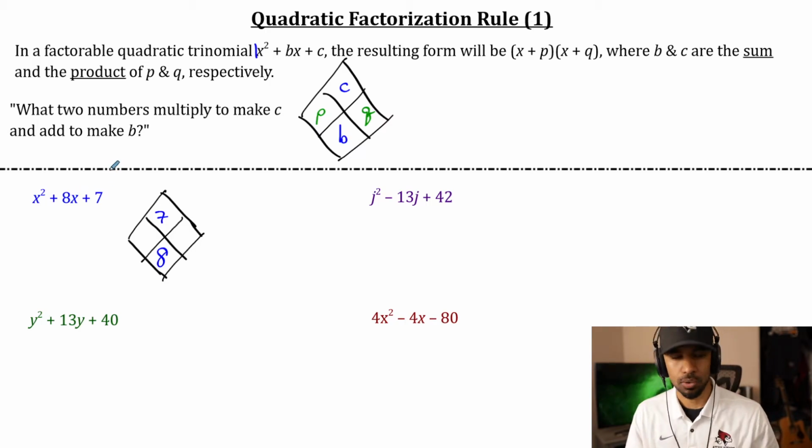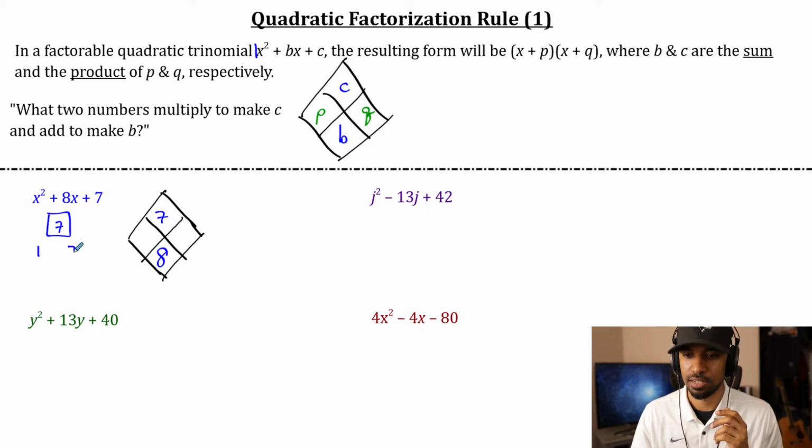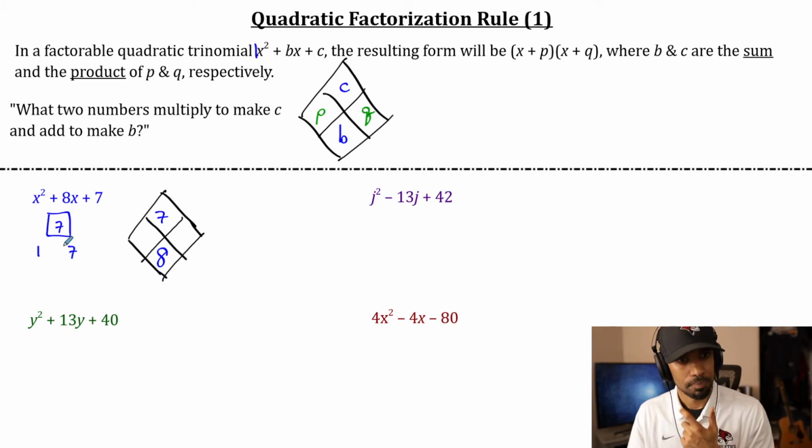Here's what I'm going to do, and if you already know the answer, great, but this is what I'm going to do in general for most of these things. I'm going to look at my product of 7 and list all factors of 7 that I can think of. For example, 1 times 7 gives me 7. Anything else give me 7? Not really, and that's part of what I said. I want to find factors of c before I find sums of b.